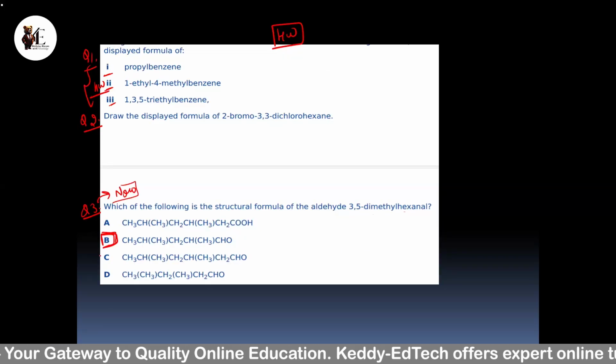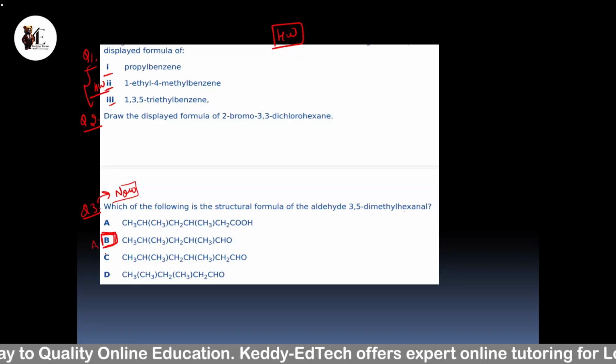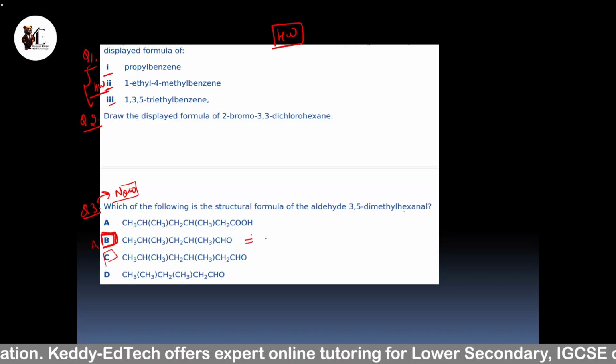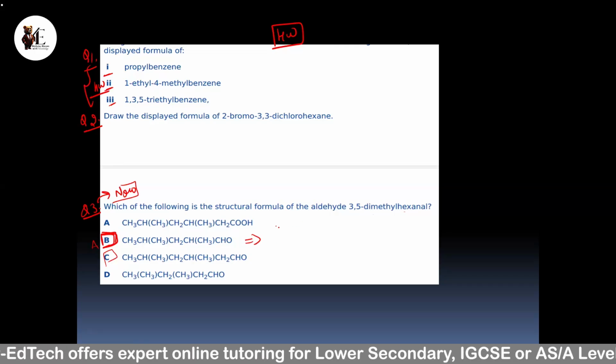C. Okay, so let us solve B and C. There's confusion in B and C. So let us make the structure of B.